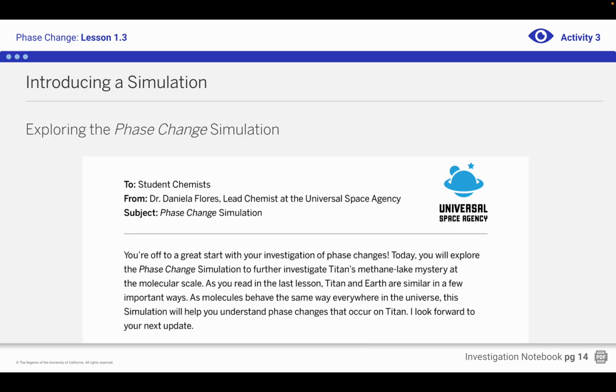Dr. Daniela Flores gave us another email, and she says, you're off to a great start with your investigation of phase changes. Today, you will explore the phase change simulation to further investigate Titan's methane lake mystery at the molecular scale. As you read in the last lesson, Titan and Earth are similar in a few important ways. Molecules behave the same everywhere in the universe, that's a really important thing to remember. This simulation will help you understand phase change that occurs on Titan. I look forward to your next update.